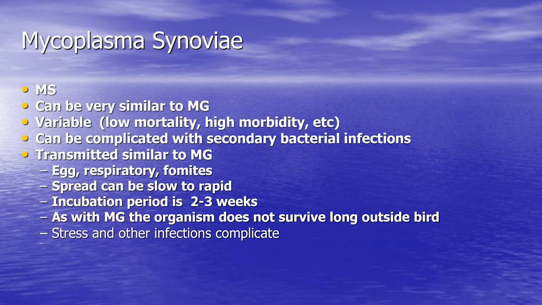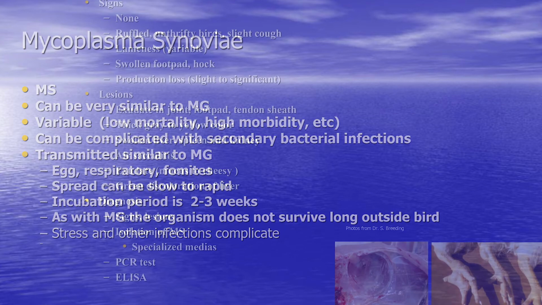It's transmitted very similar to MG. It can be egg transmitted, through respiratory droplets. It can be transmitted by fomites, such as your clothing. The spread can be very slow or it can be rapid. The incubation period is about 2 to 3 weeks. Now, as with the MG organism, it too does not survive very long outside of the bird. Stress and other infections do complicate this one.